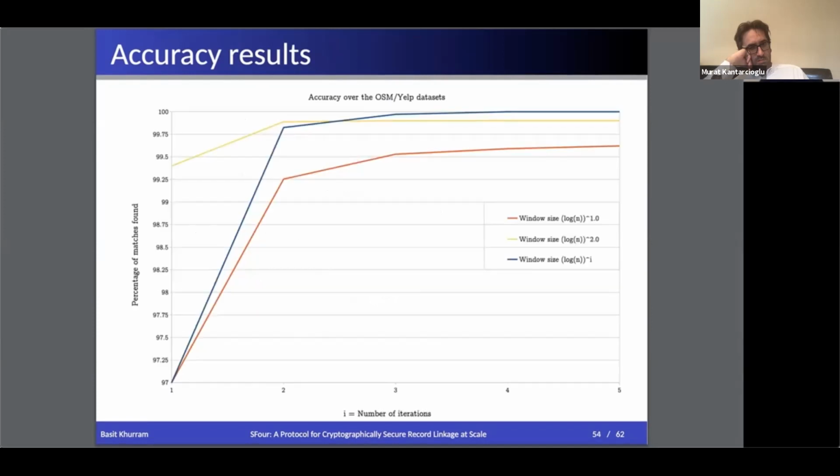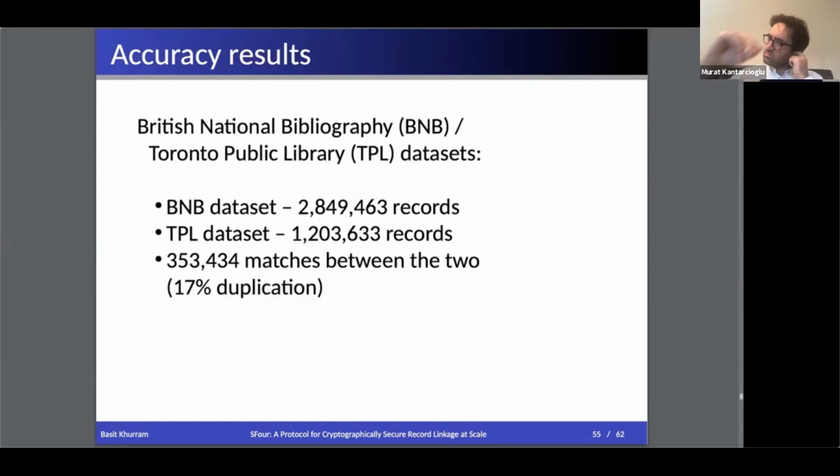We confirmed 2 ways to increase our protocol's accuracy. After running the protocol, matches can be removed from the datasets, and subsequent iterations can run to find additional matches. Increasing the window size used in the comparison step also increases the protocol's accuracy. In this graph, the y-axis shows the percentage of matches that are found, and the x-axis shows the iterations that are completed. By combining both approaches, we were able to obtain around 100% accuracy of these datasets in just 3 iterations.